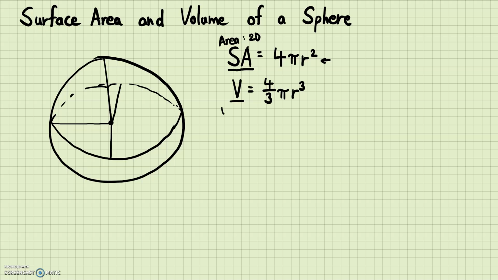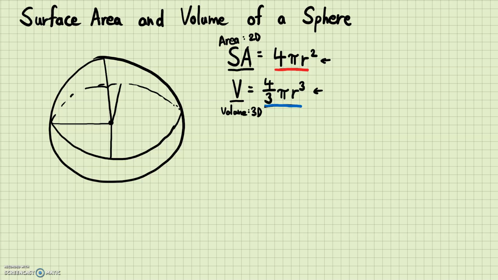Volume is a 3-dimensional measurement, right? So that's why the r is being cubed here. You can remember it that way. So in case you get these mixed up, let me actually color code these with different colors. You can think of r squared going with the surface area, which is in 2 dimensions, and r cubed goes with the volume, which is in 3 dimensions.